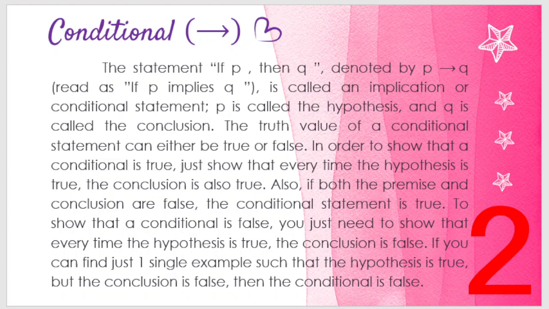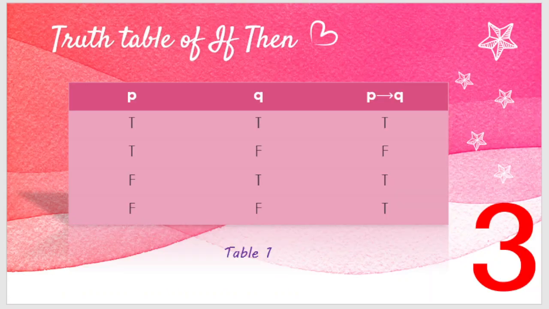So we have here the truth table of if-then. We have two statements, which we'll let be P and Q, and then our compound statement with the if-then connective. Our first simple statement is true, then the second simple statement is true. The truth value of the compound if-then statement is true.